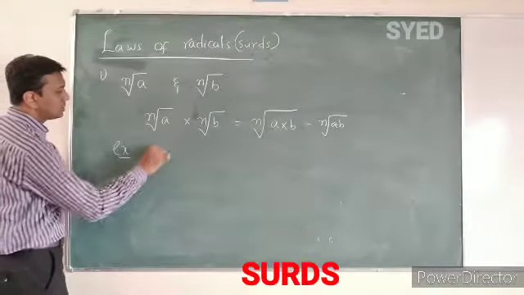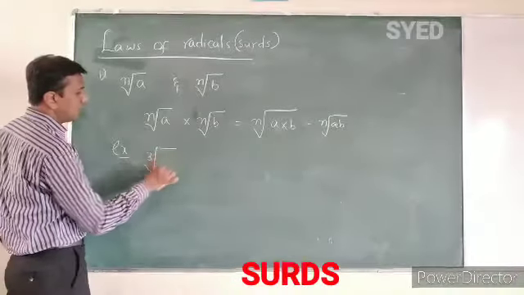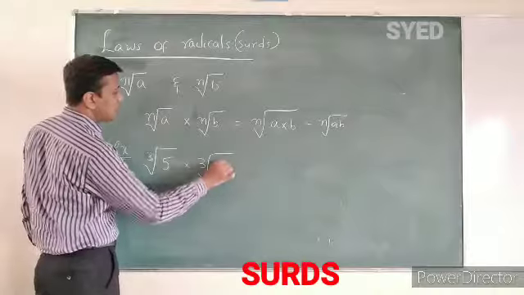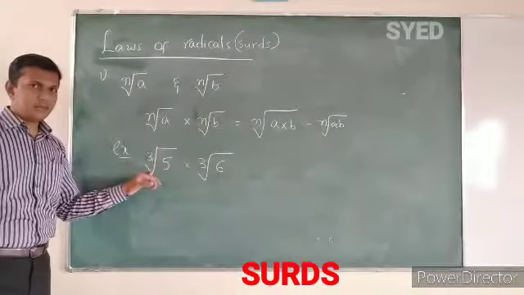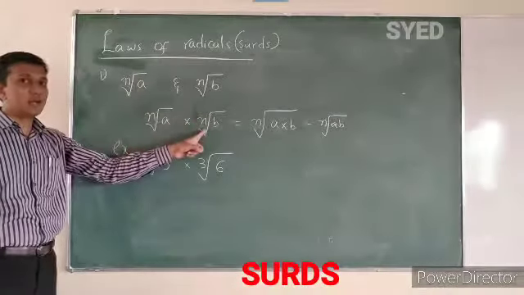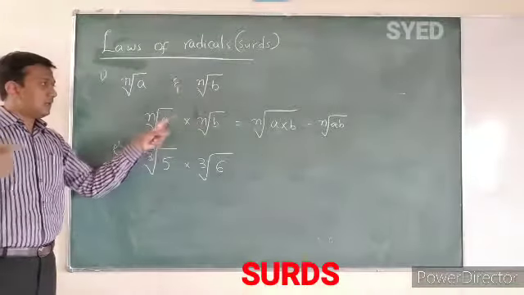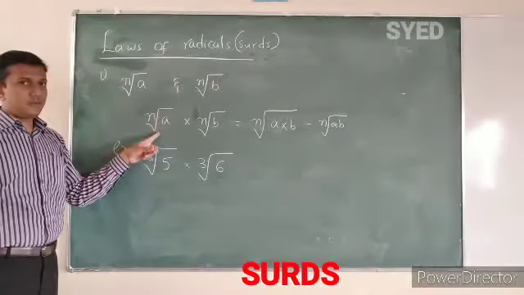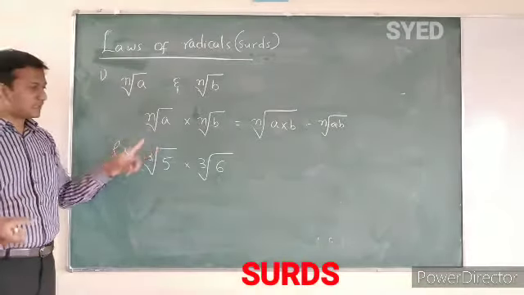Nth root means cube root 5 into cube root 6. Because the order is the same, only when the order is the same is it possible to multiply. In a different case we cannot multiply. If you want to multiply, then we have to change the powers of the radicands. We are going to discuss that later. So we have to discuss a few more laws to do such a process.